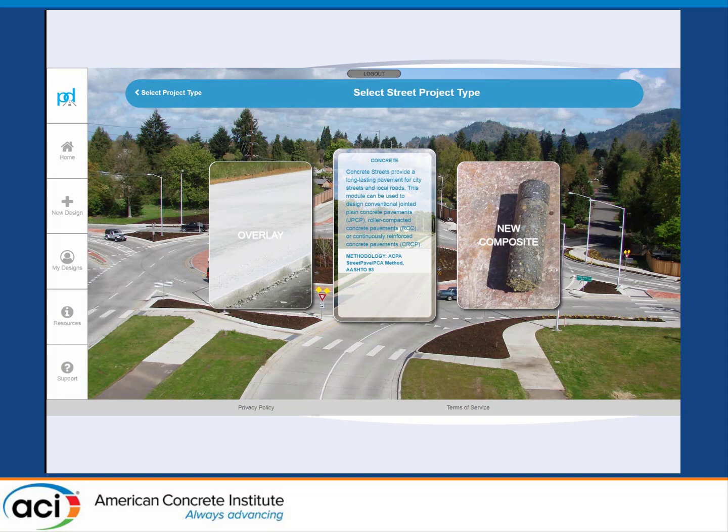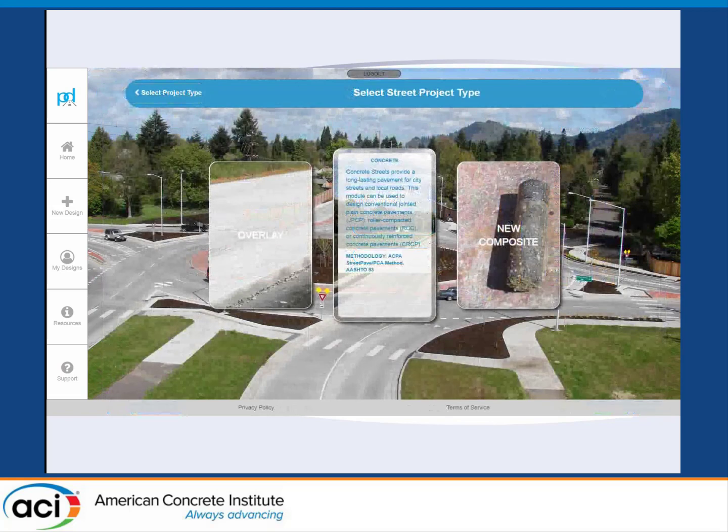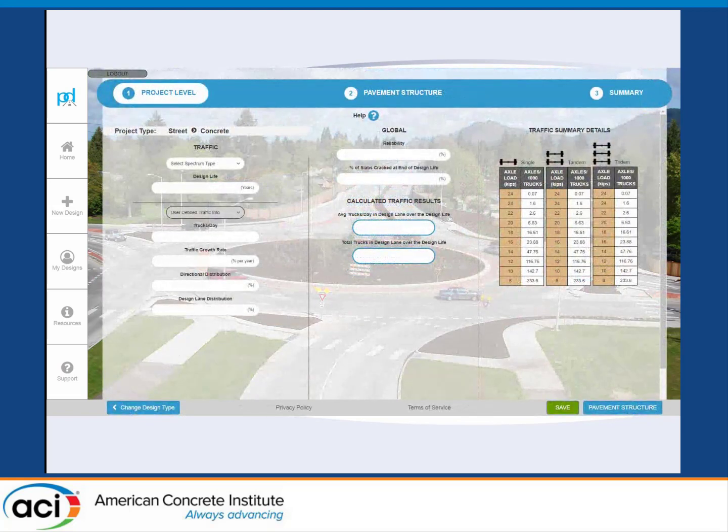And these have those little flip screens as well to guide you through, where here we can do jointed plain concrete pavement or roller compacted concrete. If we click on the overlay one, it talks about how you can design for bonded or unbonded overlays. The new composite section talks about that as well. Once we choose full depth concrete pavement, you can see that we're brought to our actual design screens.